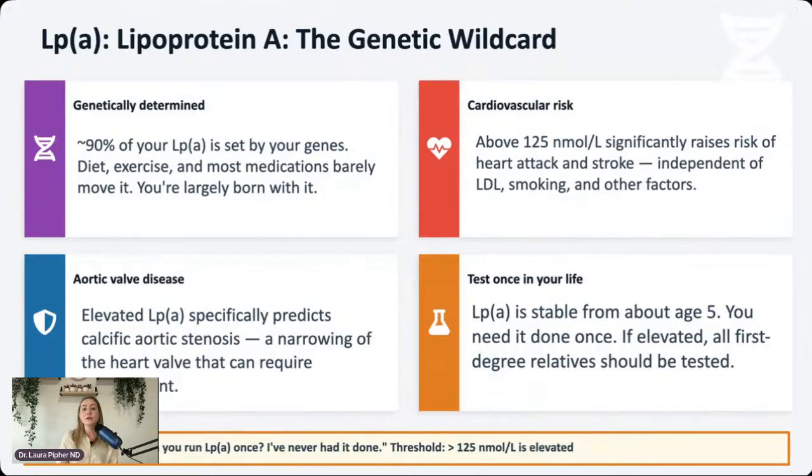And then we have something called lipoprotein A. Lipoprotein A is seen as the genetic wildcard. This is like a special version of LDL that's been modified by your genes. It is more dangerous than regular LDL because it does two things at once.